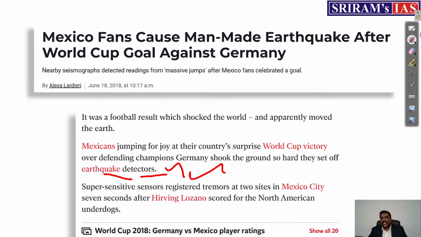See my point? That's the reason we said even excitement can result in earthquakes. That's the reason always keep your answers, your options, open-ended. Let's not confine ourselves to saying that 1, 2, 3 are the only ways in which an earthquake can result. Man-made earthquakes. Okay?